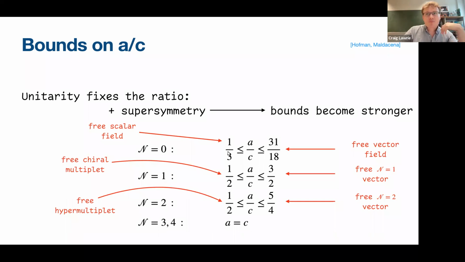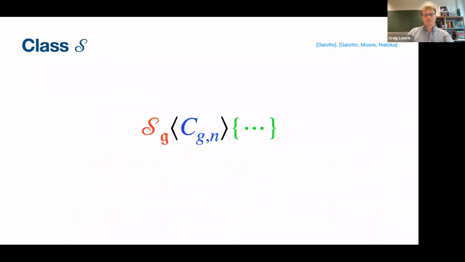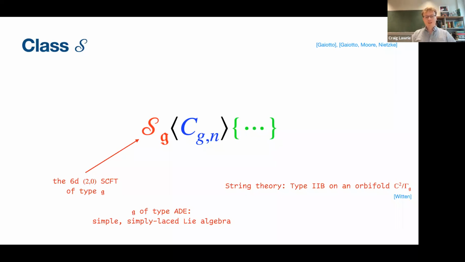Okay, great. So now that I've told you a little bit about the properties, let's now be more concrete and talk about some actual 4D SCFTs. The class of SCFTs that I'm going to consider today go under the name of class S, and they come from 2008, 2009 papers of Gaiotto and Gaiotto-Moore-Neitzke, and you can write them in this nice colorful form. So they start by considering the 6D (2,0) superconformal field theory of type G, where G is some ADE Lie algebra.